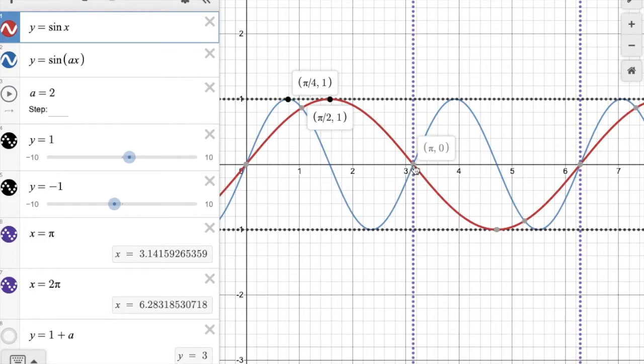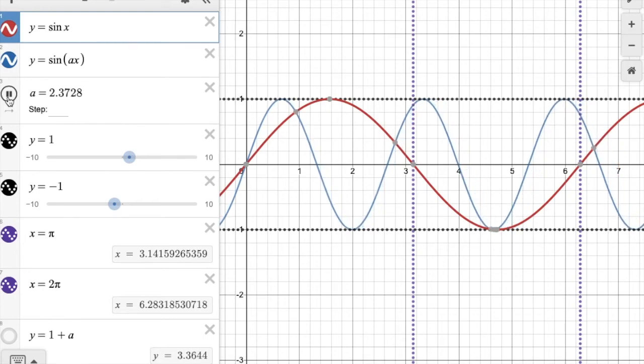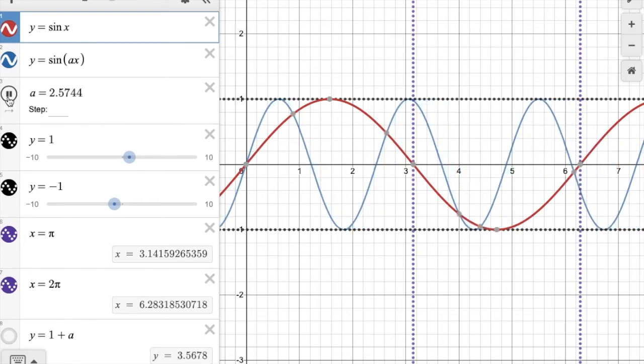So that's why you can have a trick: when it is sine 2x, it means within 2 pi, you actually have 2 periods. Originally, there's 1 period of sine, but now you have 2 periods of sine. This is one of the tricks to sketch the sine curve, right? And then let's see what happens when we keep increasing until it's 3.